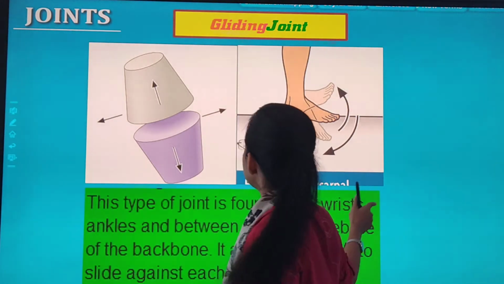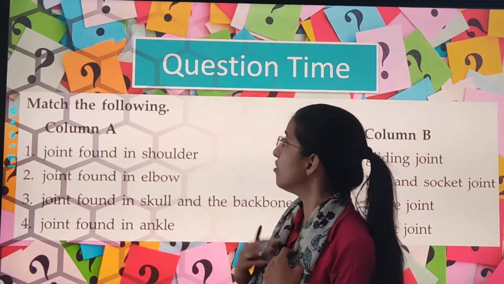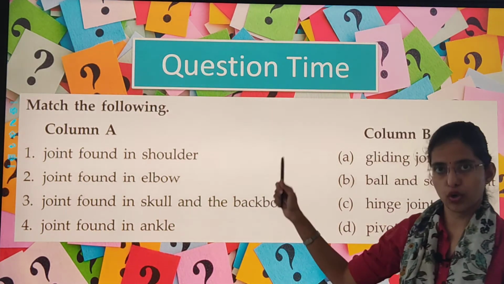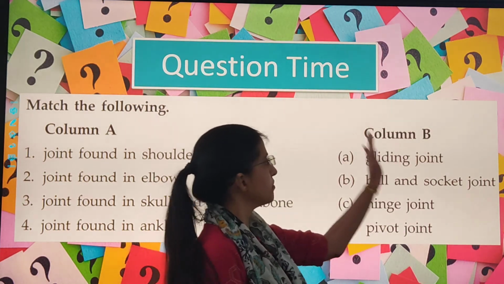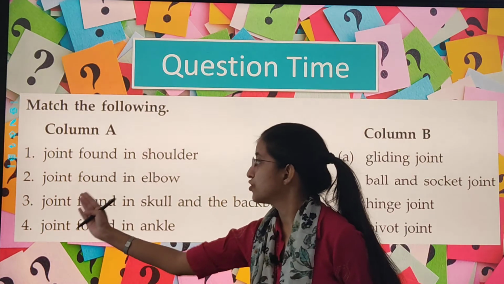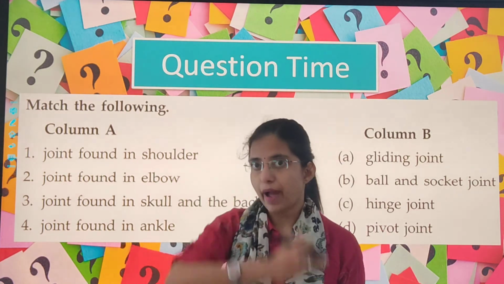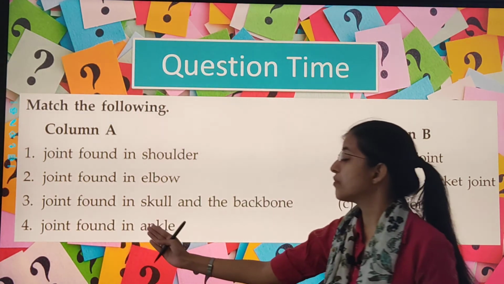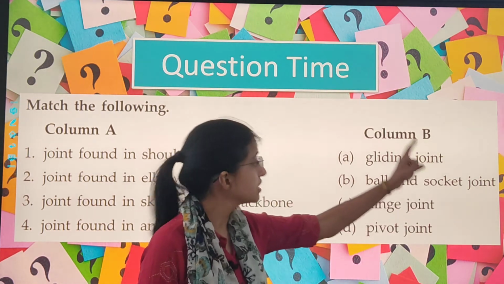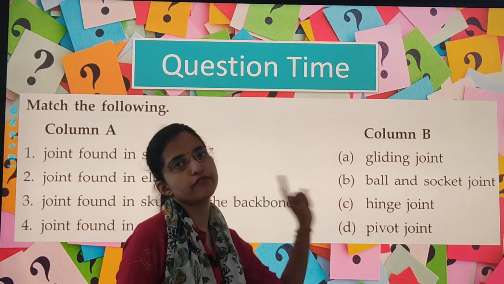So children, these were the various joints present in our body, and now we are having question time. Match the following: column A, column B. Column A: joint found in shoulder, joint found in elbow, joint found in skull and backbone, joint found in ankle. Column B: gliding joint, ball and socket joint, hinge joint, pivot joint.